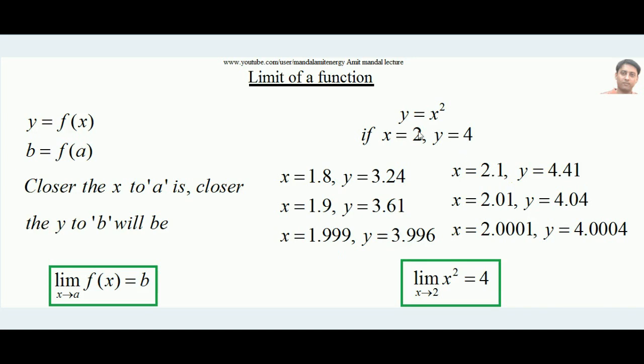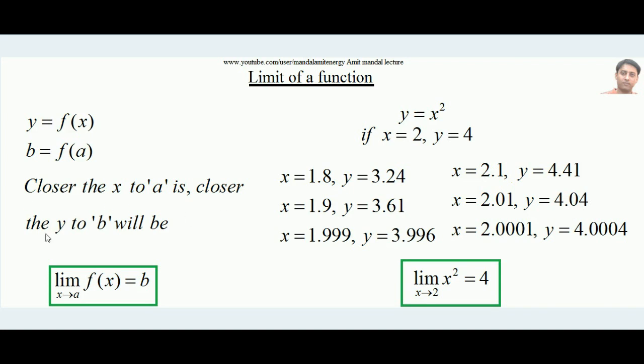Similarly, on the right hand side, if I keep x greater than 2 but close to 2, in case I keep 2.1, I will get 4.41. Even closer, 2.01, I will get 4.04, which is closer to 4. Compared to 4.41, 4.04 is much closer to 4. Even closer, 2.0001, what answer will I get? 4.0004, which is even closer to 4 compared to 4.41 and 4.04.